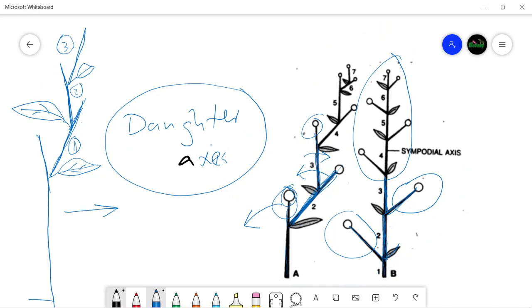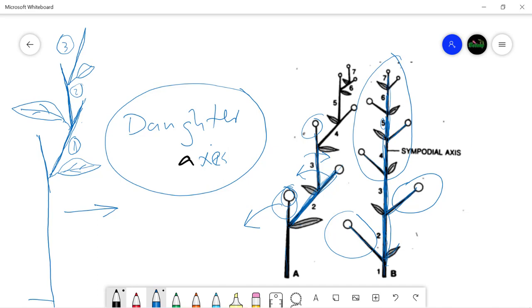As you can see that this main axis, which seems to be a single axis, but this is not a single axis. This is made up of bases of the subsequent daughter axis. As you can see, this is the base of this particular branch, second branch. This is the base of the third branch. This is the base of the fourth branch, and this is the base of the fifth branch, and this is the sixth, and this is the seventh. So this particular axis, it is a composite axis made up of bases of the successive daughter axis.